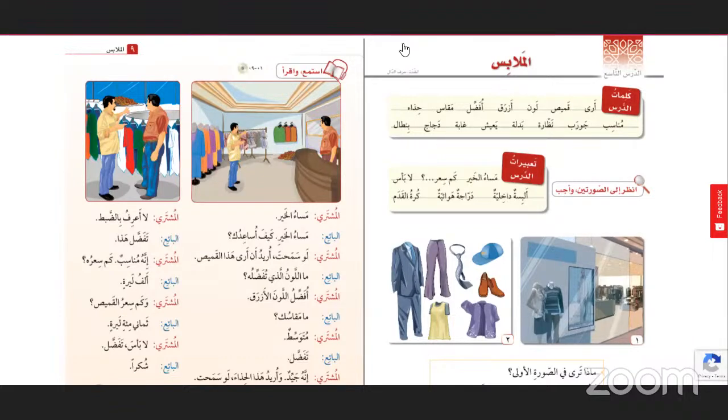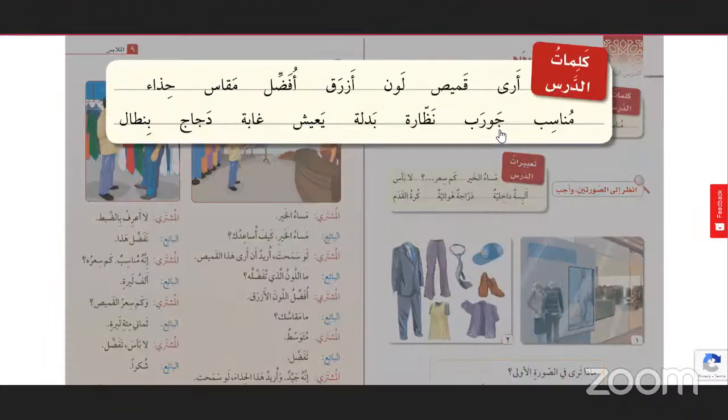Okay, alhamdulillah, today we are on our ninth chapter. We finished our first chapters. Mute your mics, please. And we're going to go through the kalimat al-dars, which are the vocabs of the chapter. Our first word, which is a verb over here, is ara. Ara is I see.